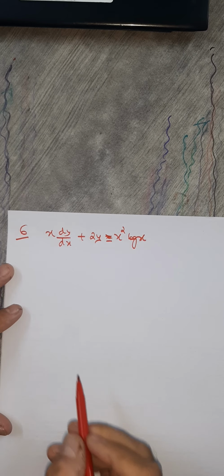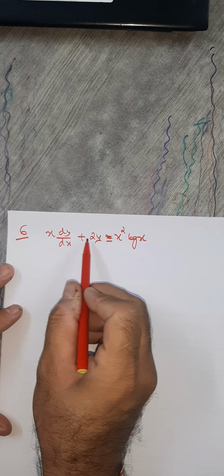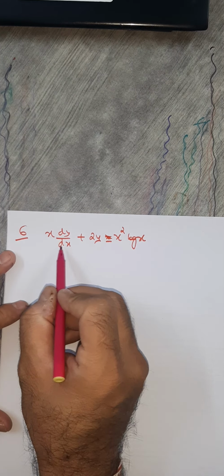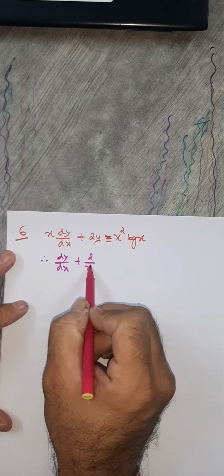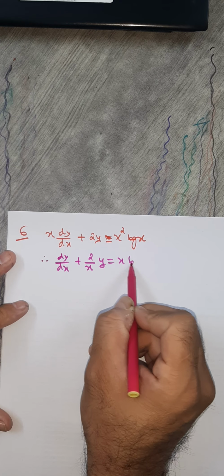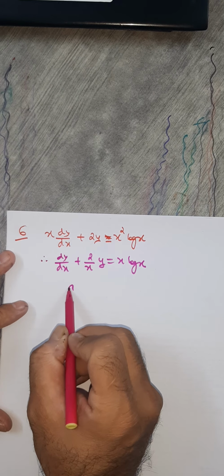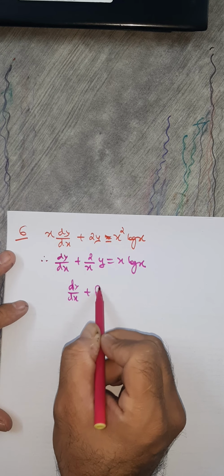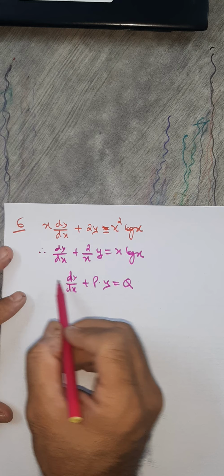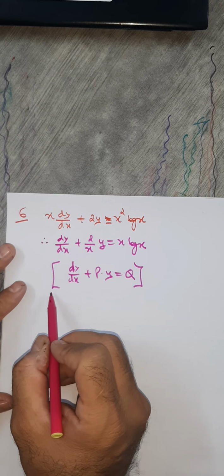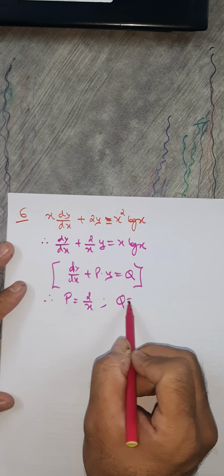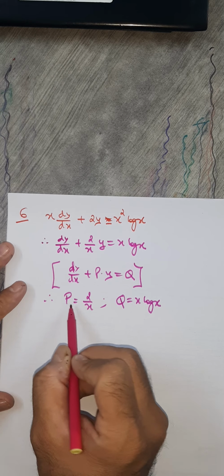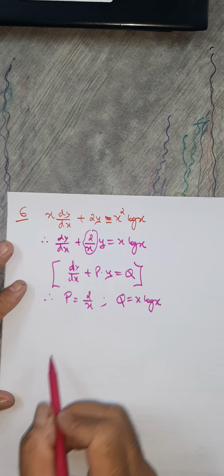So in the sixth question here, x into dy by dx plus 2y equals x squared log x. Now this is a standard linear differential equation. If I divide by x, so this is dy by dx plus 2 by x into y equals x log x. It is in which form? You can just recall the dy by dx plus p into y equals q form, remember. And therefore, what is p here? 2 by x. What is q here? The expression on the right hand side, x log x. P means the coefficient of y here, remember.